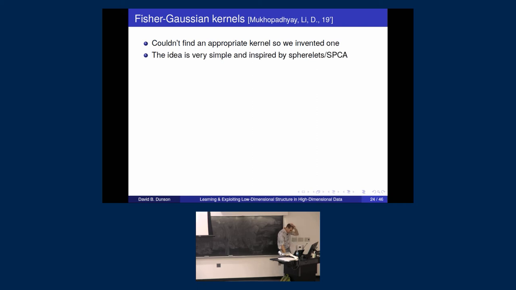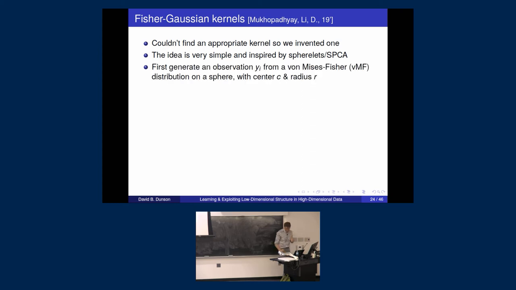And the idea is quite simple. So what we basically do is we start with a sphere. We throw down a parametric density on a sphere known as the von Mises-Fisher distribution, which is something like a Gaussian on a sphere. It has a location parameter and a scale parameter and puts points exactly on a sphere, okay? And so the sphere is then going to have some center and radius that's controlling the curvature and where it's located.